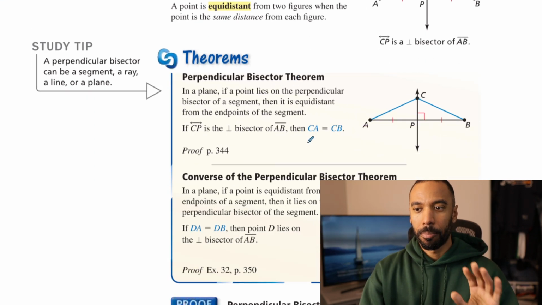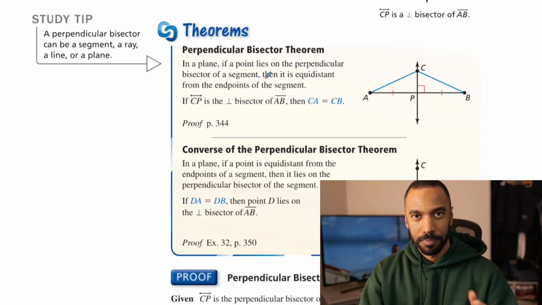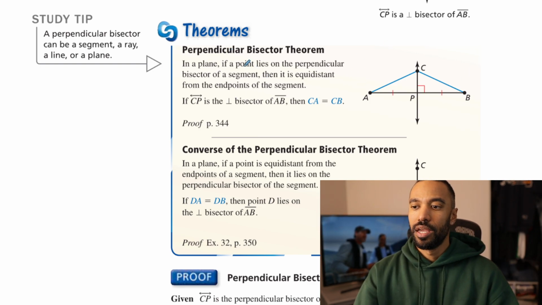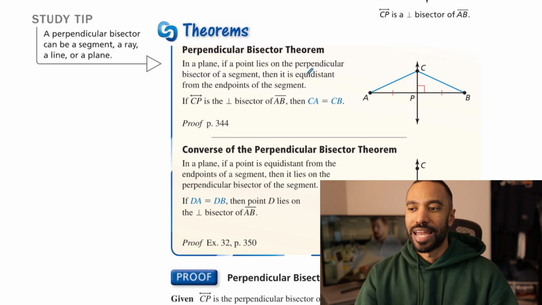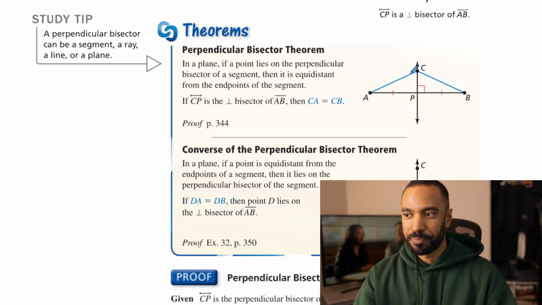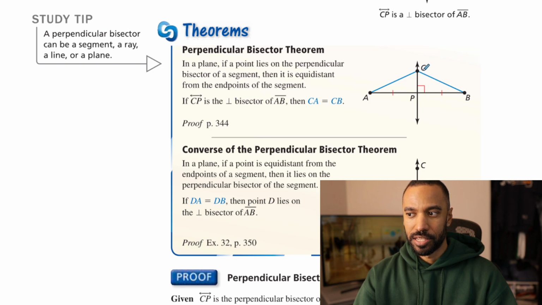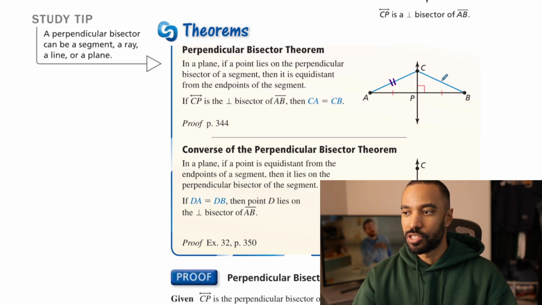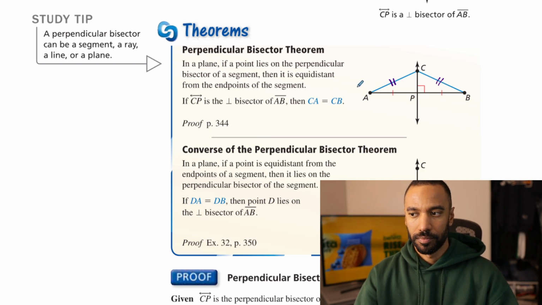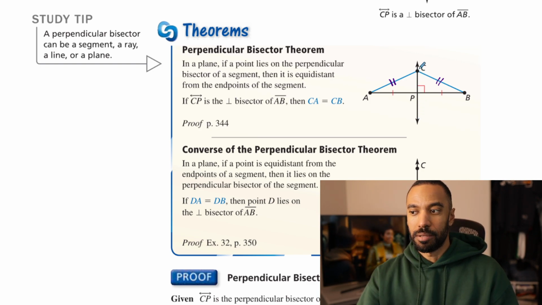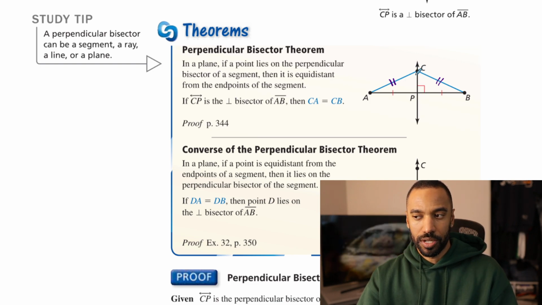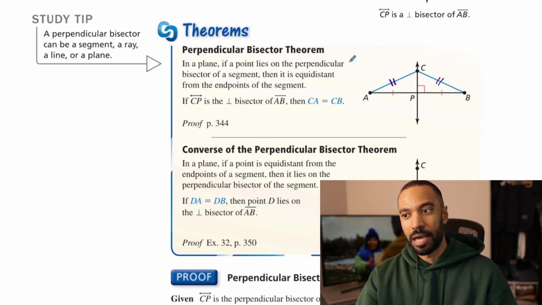Okay. The perpendicular bisector theorem states, in a plane, like on this screen, if a point lies on the perpendicular bisector of a segment, such as C is on the perpendicular bisector, then it is equidistant from the endpoints of the segment. This distance and this distance are the same. The length AC is equal to the length BC. That's the statement that they're making. So any point that's on this line, as long as this line is the perpendicular bisector of the segment, those points are equidistant. You might understand the logic behind that, but it is a theorem.